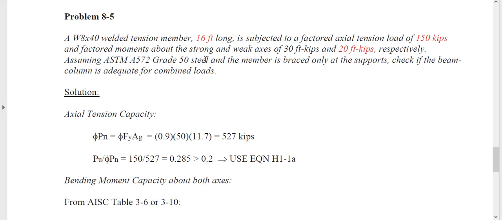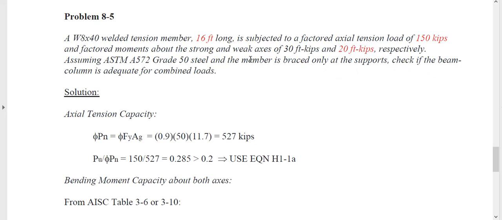Factored moment about strong and weak axis. Strong means X, weak means Y. So 30 and 20 kip-feet respectively. Assuming this material, that means grade 50. Grade 50 means yield stress 50 ksi. Braced only at the support. There is a bracing here.